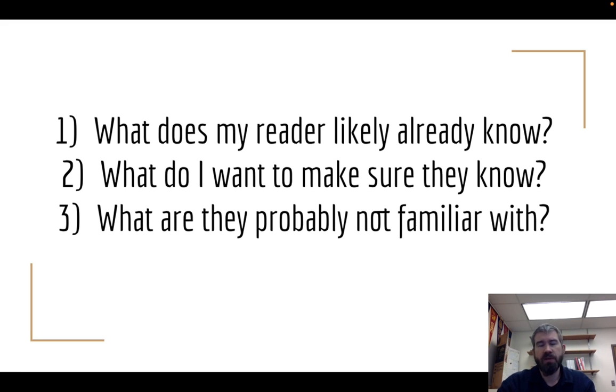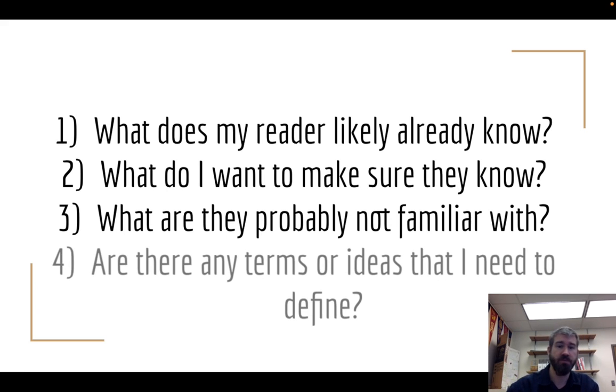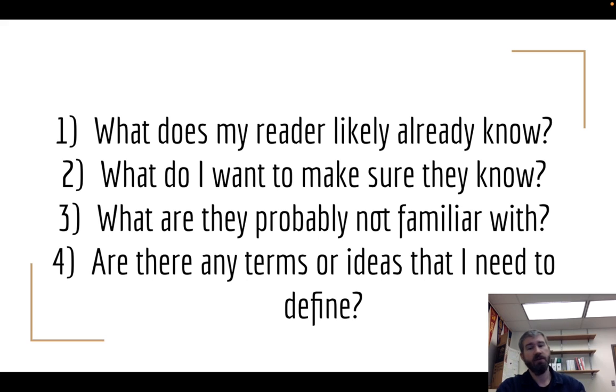And what are they probably not familiar with? Again, in this case, it might be some of that jargon, things like artificial general intelligence or artificial superintelligence or something like that, that I want to make sure that they know, because I can't just assume that they know all of that information. And then again, are there any specific terms that I need to define? If I want to talk about machine intelligence or deep learning or something like that with AI, I want to make sure that I provide my reader with at least a very short explanation, even if I'm going to expand on that later.